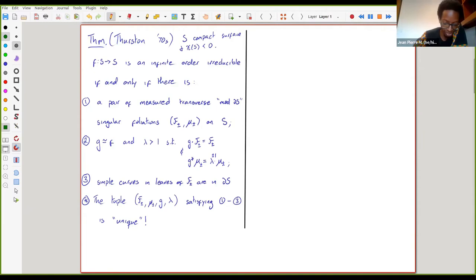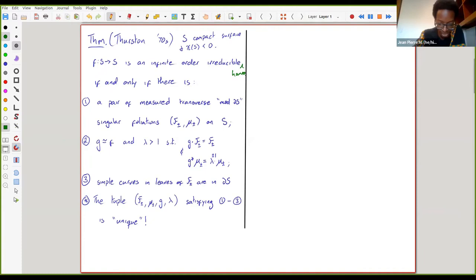When I think about homeomorphisms, I just really just mean homeomorphisms. So they can be orientation reversing, they can permute the boundary components, who cares? It's just a homeomorphism. But I'm interested in these homeomorphisms up to isotopy. And so you can classify these mapping classes.